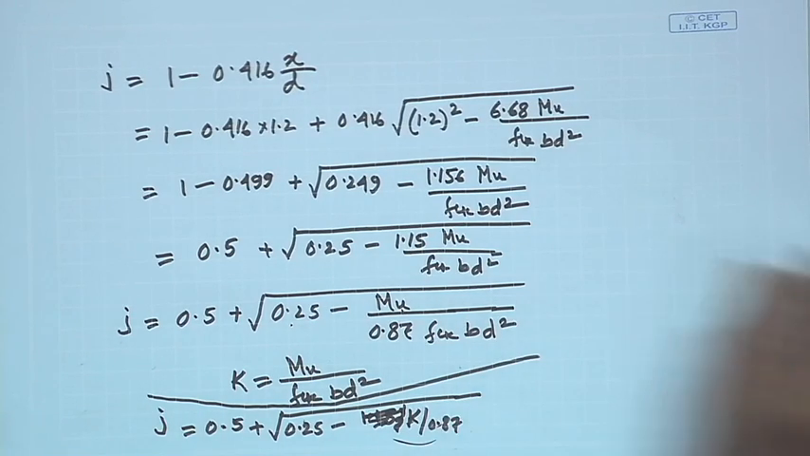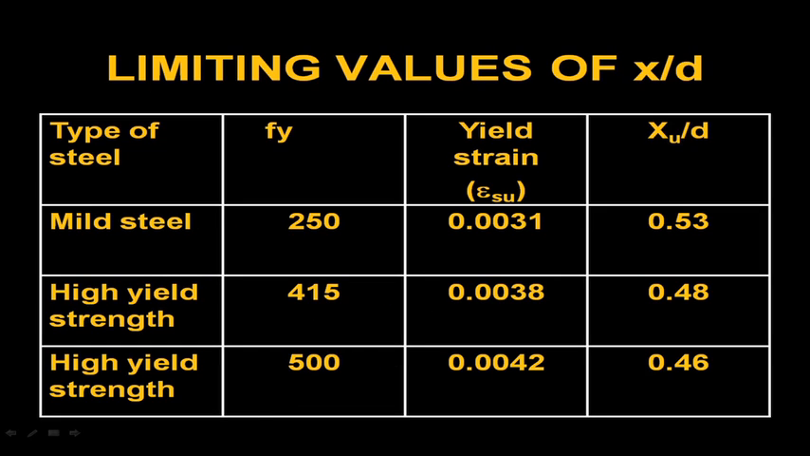So, coming to this particular one here, just to give you an idea, as per IS456: mild steel 250, 0.0031, 53; high yield strength 415, 0.0038, 48; high yield strength 500, 0.0042, 46. We are getting this one FY by 1.15 ES, ES being the modulus of elasticity of steel, which we considered here as always the same, 2 into 10^5 Newton per square millimeter.